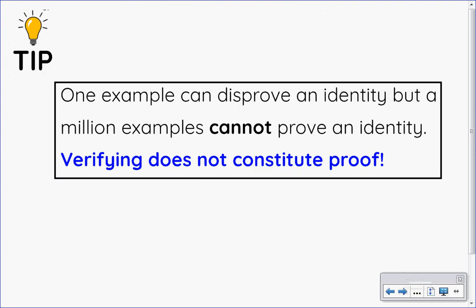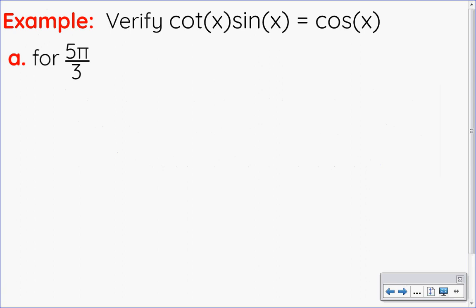Now, it's important to note that one example can disprove an entire theory or identity, but a million examples cannot prove an identity because verifying does not constitute proof. It's just saying we might be onto something here.